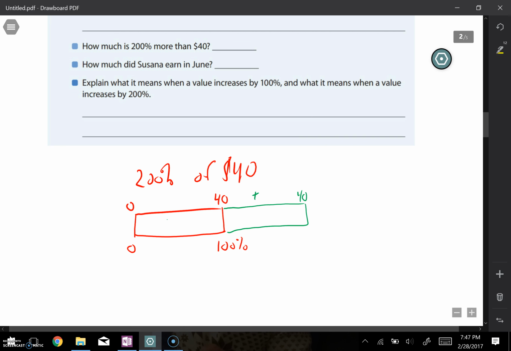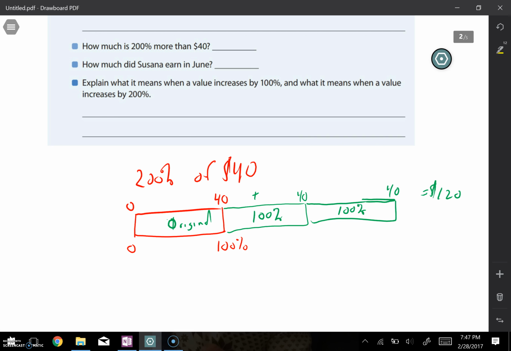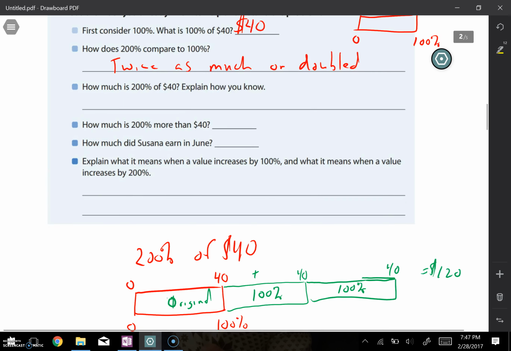So if we know that 100% of 40 is actually 40, 200% would be another $40. So there's the original. Here's the first 100% increase. Here's the second 100% increase. And at the end of the day, 40 plus 40 plus 40, she would have made $120. Right? Because if you had 100% of something, you have the entire amount. And then you have 200, you can see that you increased double the amount. You add it on, you double it, and then you add it on to the original.